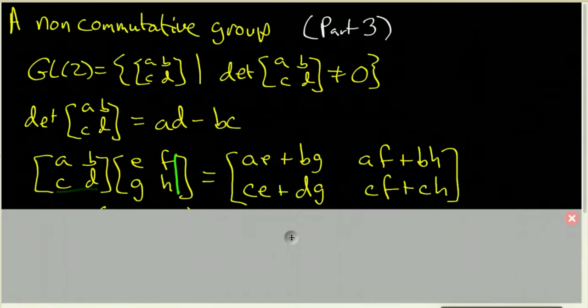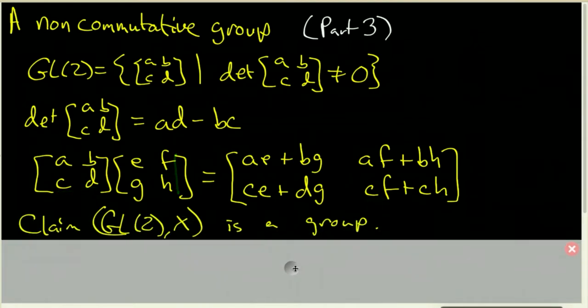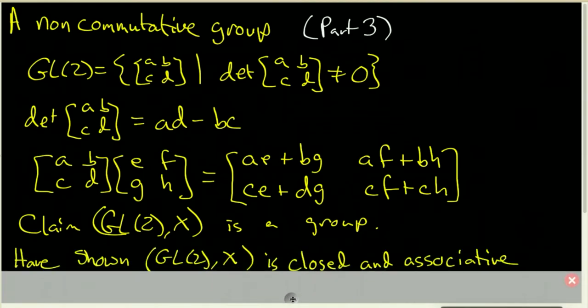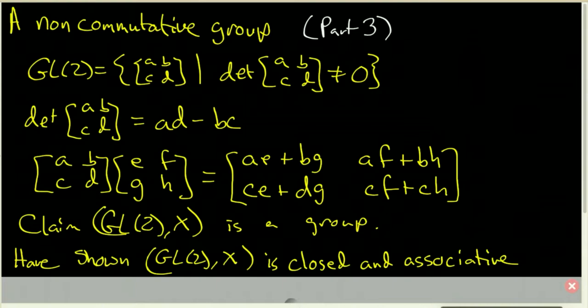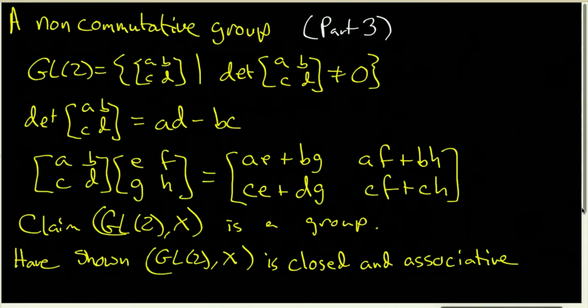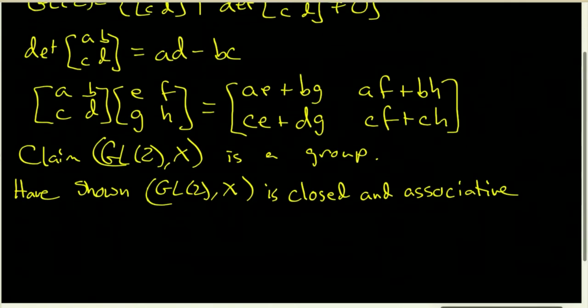In the first video in the series, I made the claim that GL2 under this multiplication is indeed a group and in fact a non-commutative group. In the previous videos, we have shown that GL2 under its multiplication is closed and associative. And in this particular video, what I want to do is finish off the problem of showing that GL2 under its times is a group.